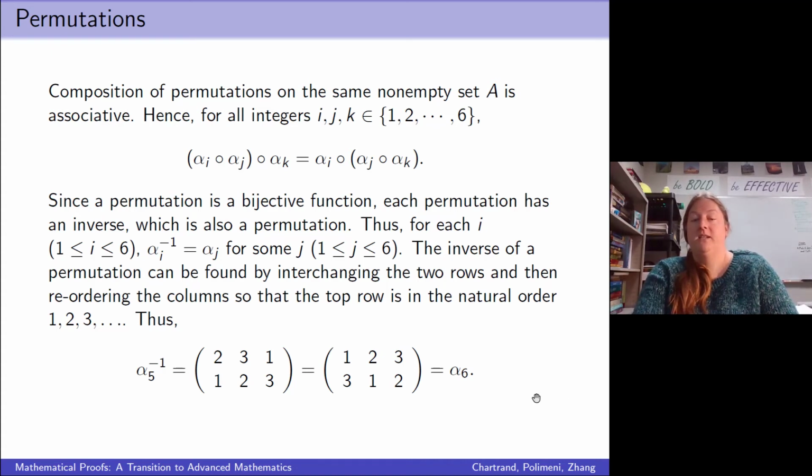One of the ways that we can find the inverse very quickly is to take the function I had and flip the bottom numbers and the top numbers, and then reorder according to the top numbers. My alpha 5 permutation was the one that mapped 1 to 2, 2 to 3, and 3 to 1. So its inverse is going to map 2 to 1, 3 to 2, and 1 to 3. But this is not the way I normally write a permutation. Instead, I want 1 to be in the top left position, so I move the column 1, 3 all the way to the left. So I get 1, 3, then 2, 1, and then 3, 2. And I notice that this is my permutation alpha 6.